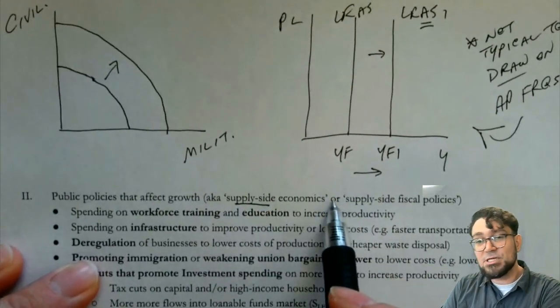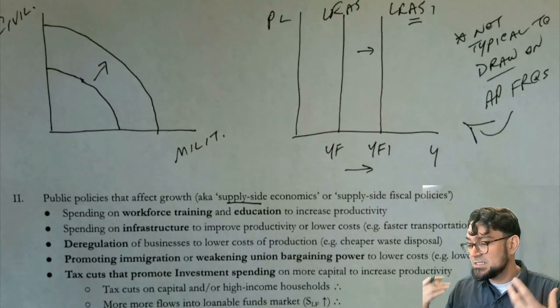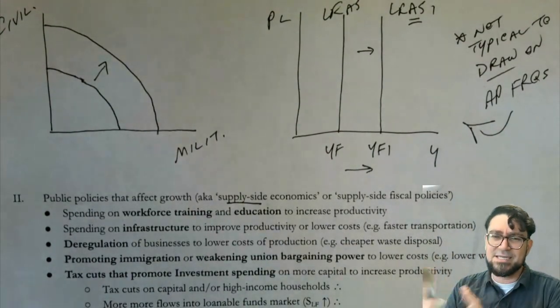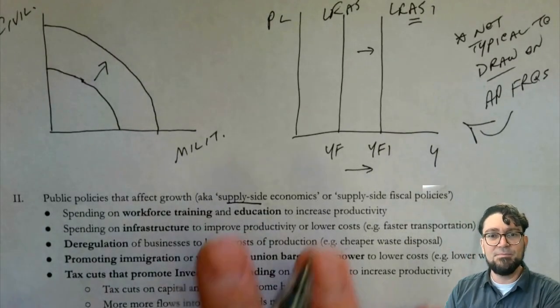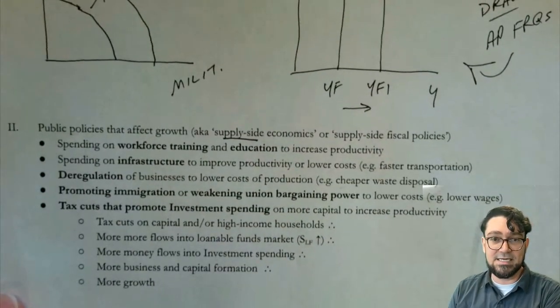So supply-side economics, I've had students tell me over the years that it's called trickle-down economics in other contexts. Supply-side economics is way bigger than just tax cuts, right? So push that aside for a second and hear some clear information. There are a bunch of things that could cause aggregate supply to shift to the right. All of these would be supply-side economics.